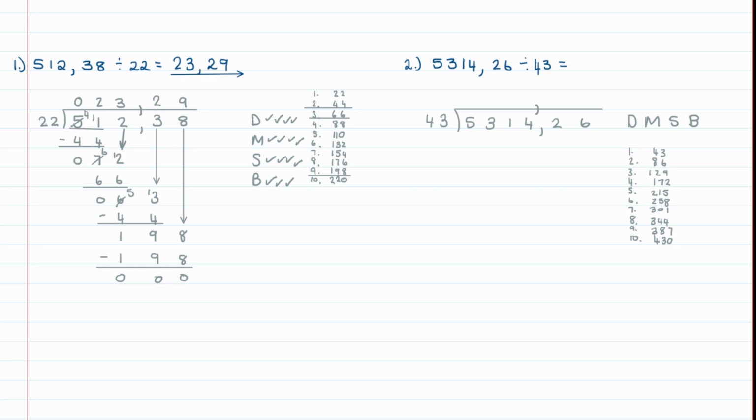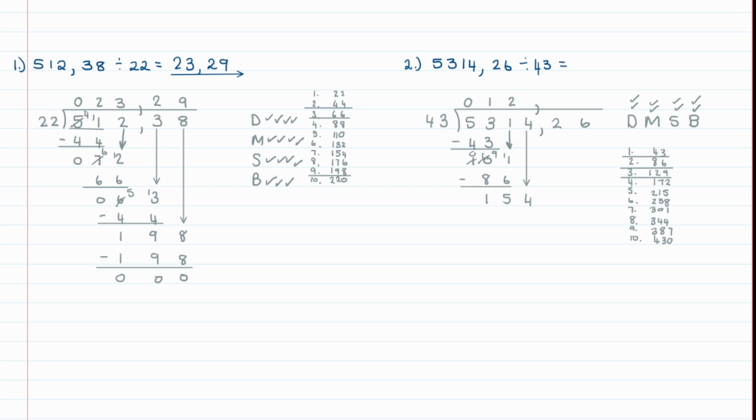In my second question, 5 is smaller than 43, so I place a 0 above the 5, and instead say 53 divided by 43, which is 1. 1 times 43 is 43, subtracted from 53 gives us 10. Bring down the 1, and now you have 101. 101 divided by 43 is 2. 2 times 43 is 86. 101 minus 86 is 15, and bring down the 4 to make 154.